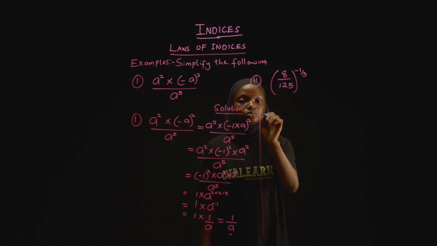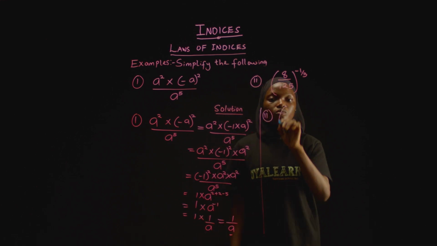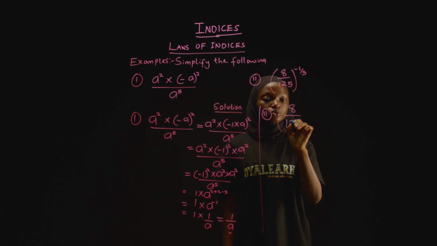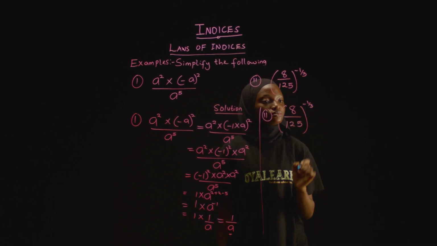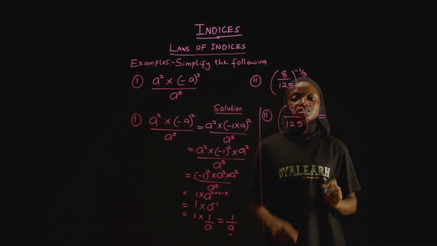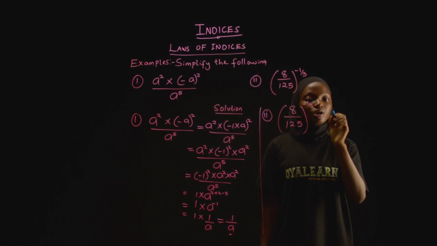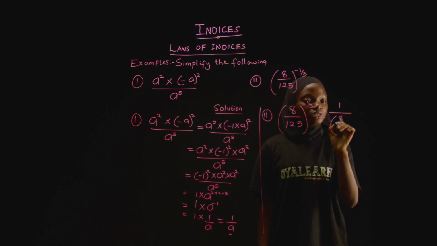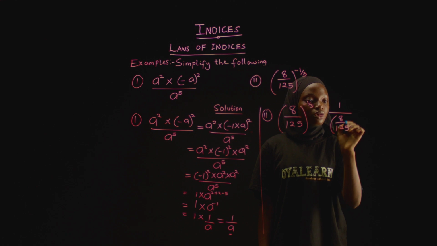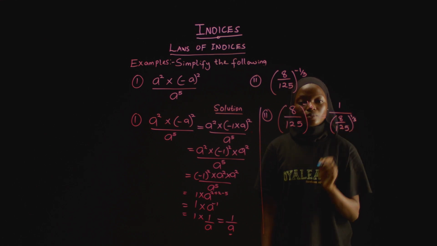So for the second example, we have 8 over 125, all raised to the power of minus 1 over 3. Let's simplify it first by removing this negative power. So here we'll have 1 over 8 over 125, all raised to the power of 1 over 3.